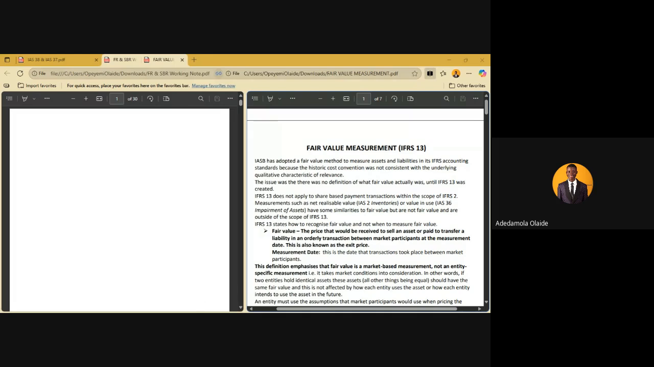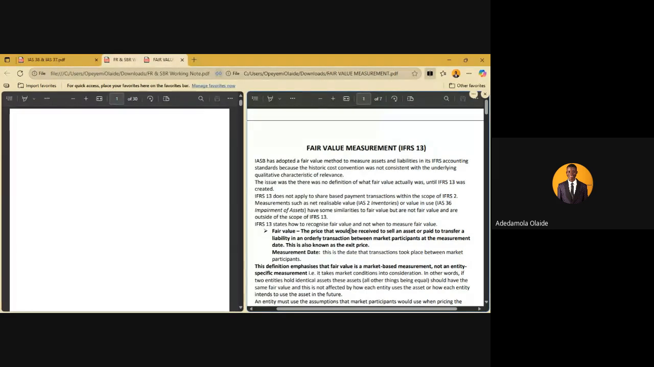Okay, apologies. As I was saying, we said fair value is the price that will be received to sell an asset or transfer a liability in an orderly transaction between market participants at a measurement date. Like we said, it is the price at which an asset will exchange hands between two persons. If we want to take over an asset, fair value is like the price you will have to pay to buy that asset or to take over that asset.